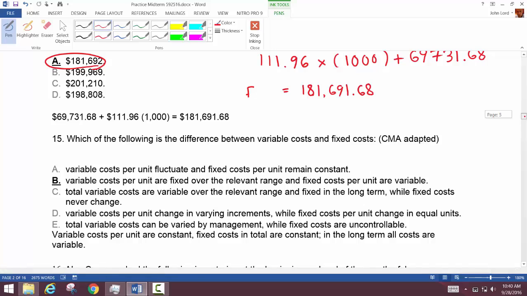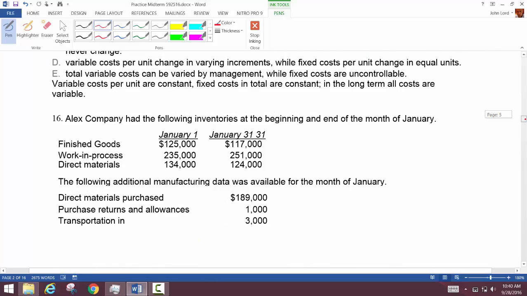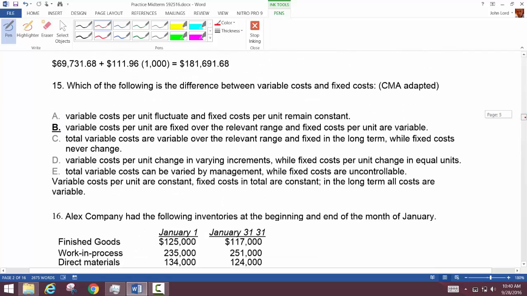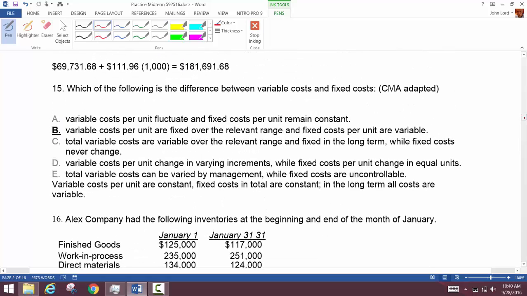Okay, they say which of the following is a difference between variable cost and fixed cost? And they tell us here that variable costs per unit are fixed over the relevant range, whereas fixed costs per unit are what? Variable. This sounds like something that an accountant says to you just to throw you off track, right? Okay. But what are we saying here?